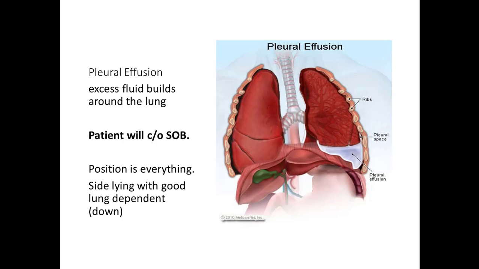But for positioning, we want them to lay with their good lung down. Because when the good lung is dependent, gravity causes greater blood flow to the lungs, and that increases the oxygen saturation. So we want them good lung down.